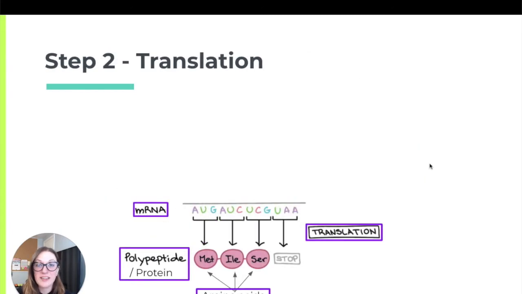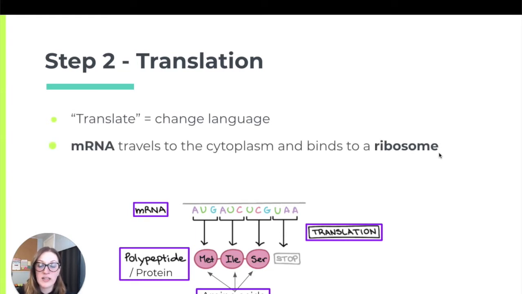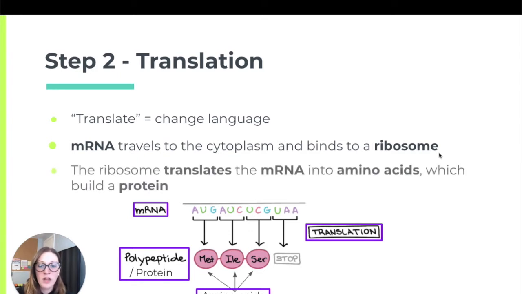All right, let's go in depth into the process of translation. The word translate means to change the language. So in this step, we are taking the mRNA, which is a nucleic acid language, and we are translating it into the language of proteins, which is amino acids. The mRNA will travel to the cytoplasm and bind to a ribosome. The ribosome will then translate that mRNA into the amino acid language of a protein. So again, in a nutshell: mRNA, cytoplasm, polypeptide, which is made up of amino acids, and this process is translation.